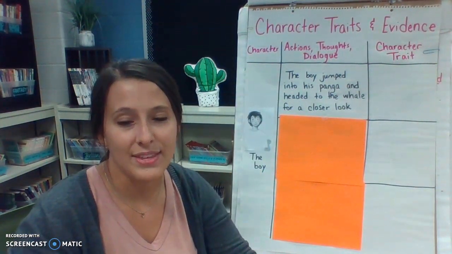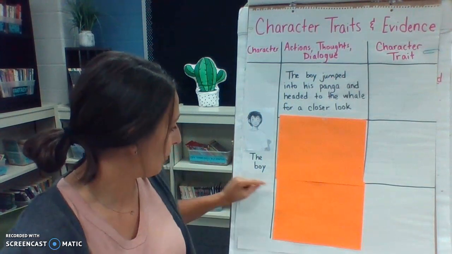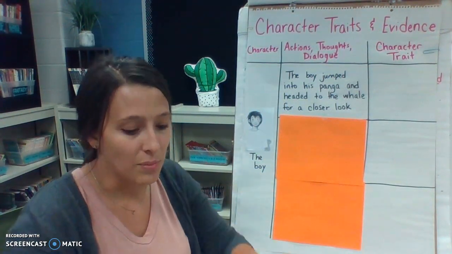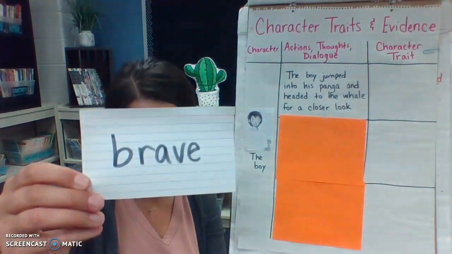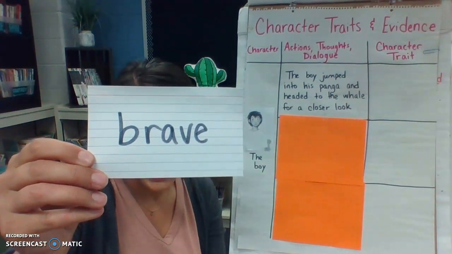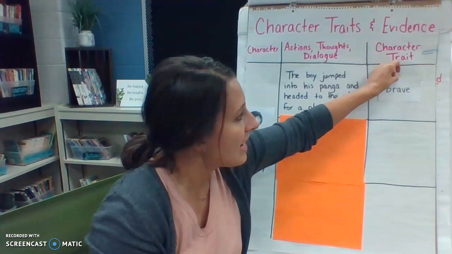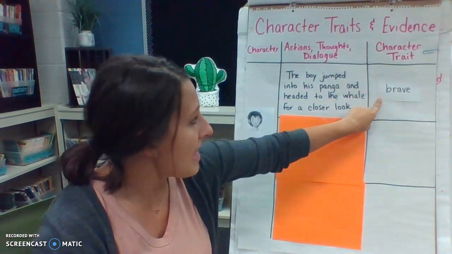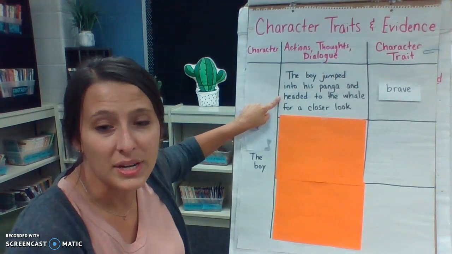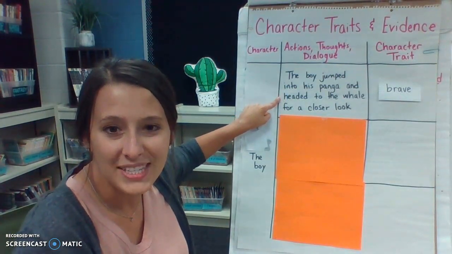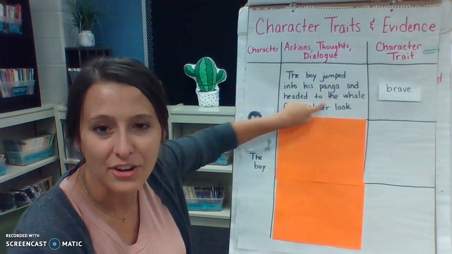By doing that, these characters, both of them, but we're focusing on the boy today, the boy especially shows us a lot of bravery. So we can say the boy is very brave. Brave would be the first character trait I would add up here to the chart. And I'm saying that he is brave because he jumps into his boat and he heads out there to the middle of the sea for a closer look. That's my great evidence.